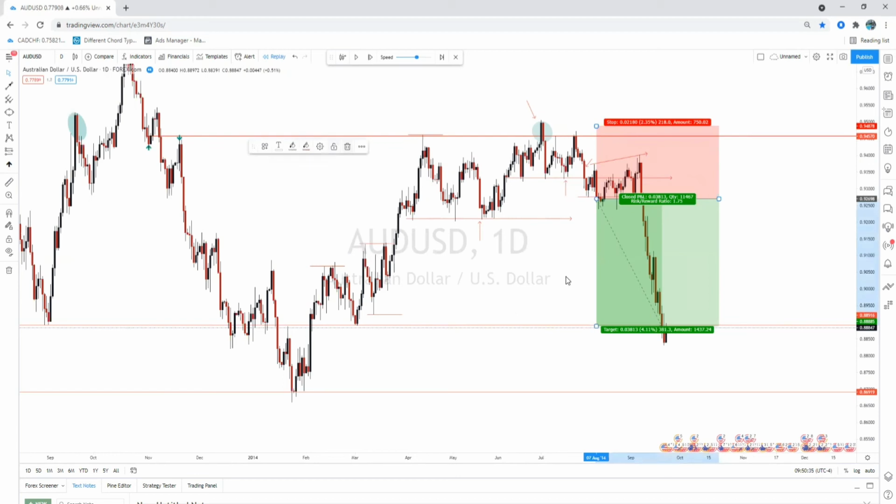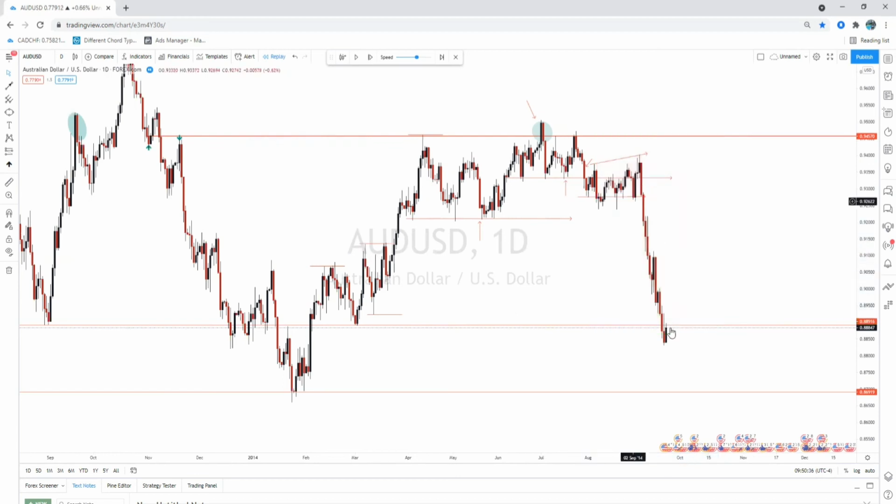So now, because of this strong push, we are on a bearish momentum, all right? Making consecutive lower highs and lower lows on a smaller time frame.